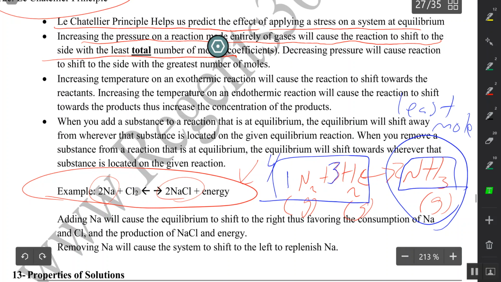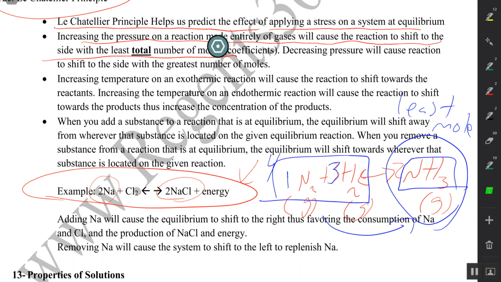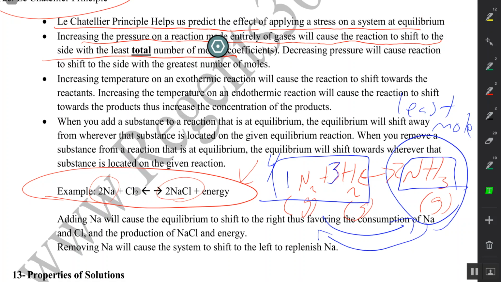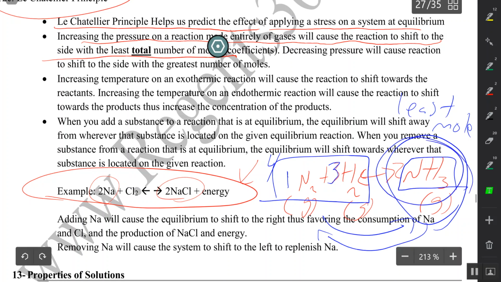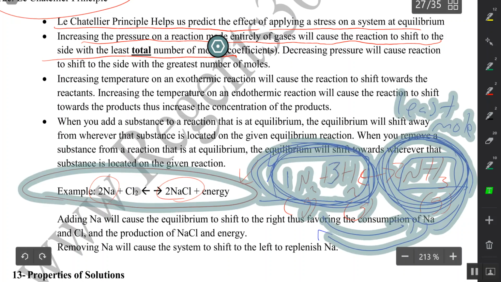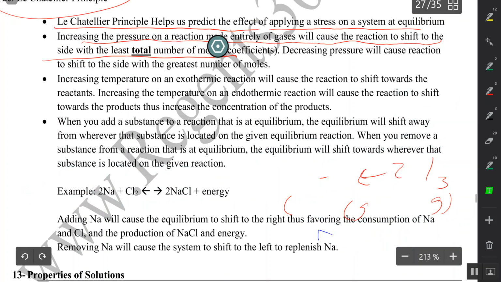So increasing the pressure on this system will favor the production of ammonia, while decreasing the pressure will obviously favor the production of H2 and N2. What does that mean? If I'm favoring the production of ammonia, the concentration of ammonia will increase and the concentrations of hydrogen and nitrogen will decrease. I'm going to have less and less hydrogen and nitrogen. Okay? So that's it about pressure and how it only affects gases. Let's continue on. Let's talk about temperature.